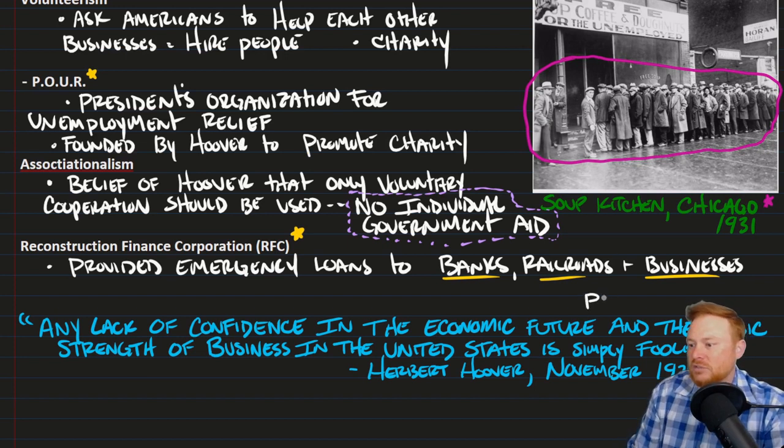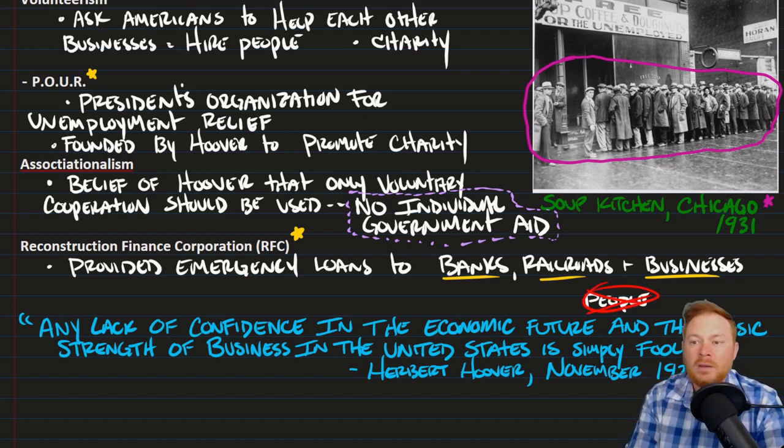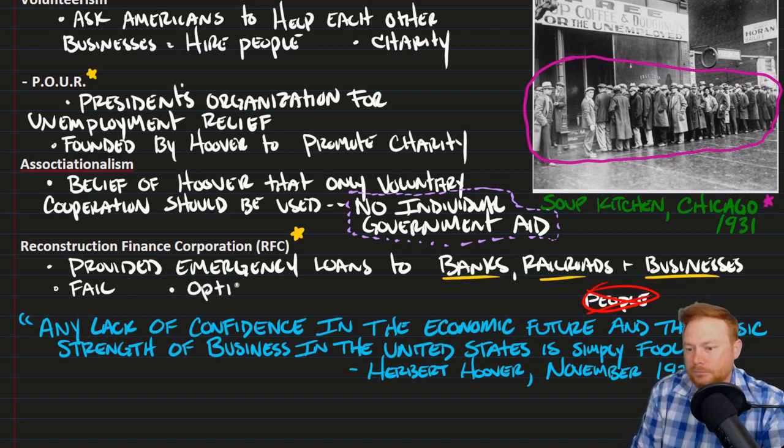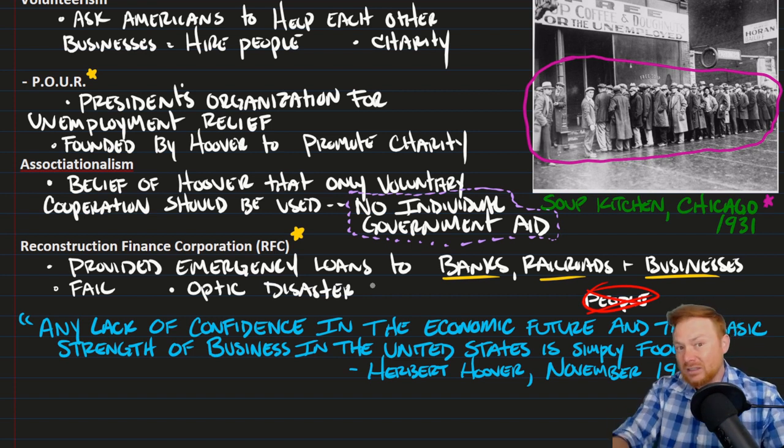But does the RFC provide any direct relief to the people? Well, the answer is no, right? It doesn't provide any direct relief to the people. So not only did the Reconstruction Finance Corporation fail, so it did not solve the economy, the economy didn't get any better when banks and railroads were getting more resources, but also it was, what we might say, an optics disaster. Because just think of optics, how it's seen, how it's viewed. Never mind if it works or it doesn't work.